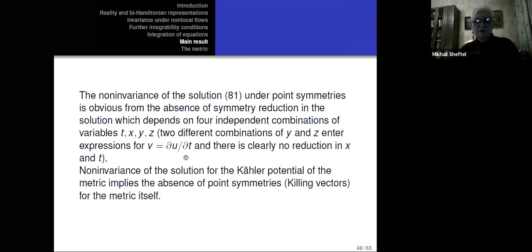And non-invariance of the solution for the Kähler potential of the metric implies the absence of point symmetries, Killing vectors, for the metric itself. Because if the potential of the metric depends on 4 independent variables, then its partial derivatives also will depend on 4 independent variables. And you can see it explicitly looking at the metric coefficients which follow further.